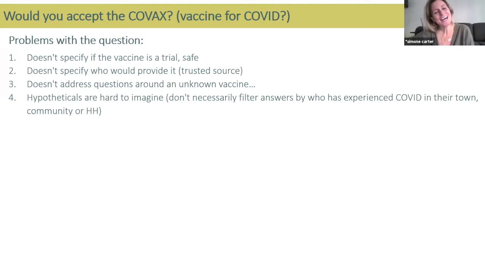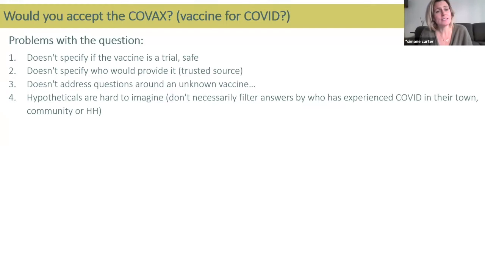Very exciting. But yeah, so the problems with this question are, it doesn't specify if the vaccine is a trial, if it's safe. It doesn't mention who would provide it. Is it a trusted source? It doesn't address questions around this like unknown vaccine first. And hypotheticals are hard to imagine. So it's also important to remember that in many cases, being able to put oneself in a hypothetical also depends on education, background, community, culture. So it's not always the easiest thing to be able to explain and have people respond correctly.